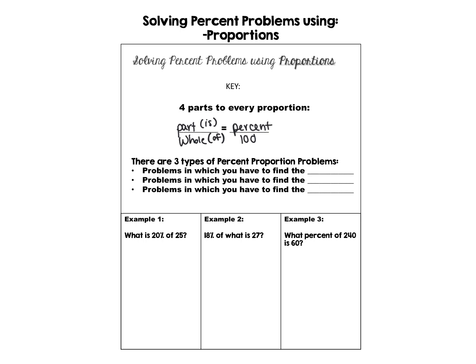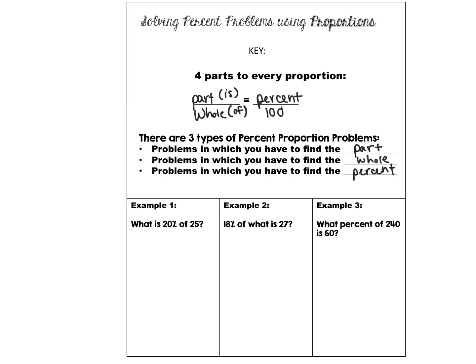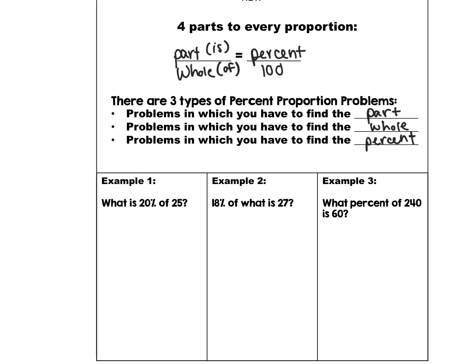So there are 3 types of percent proportion problems. There are problems where you're trying to find the part, problems where you're trying to find the whole, and problems where you're trying to find the percent. I'm going to show you an example of each of them, and we'll talk about the wording that's going on in it. So example 1 says, what is 20% of 25?